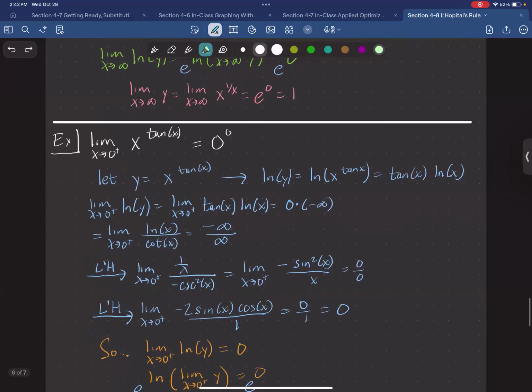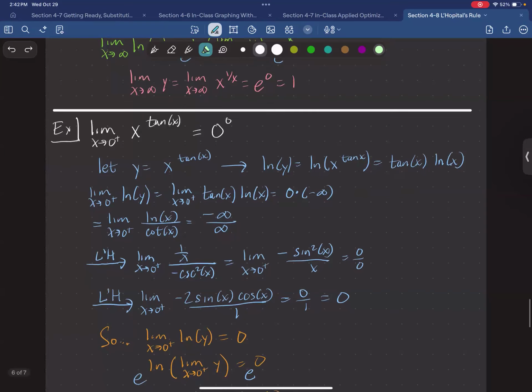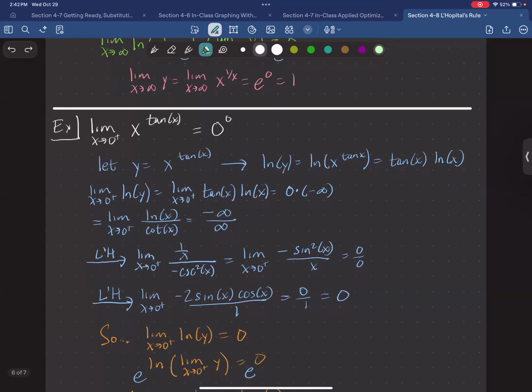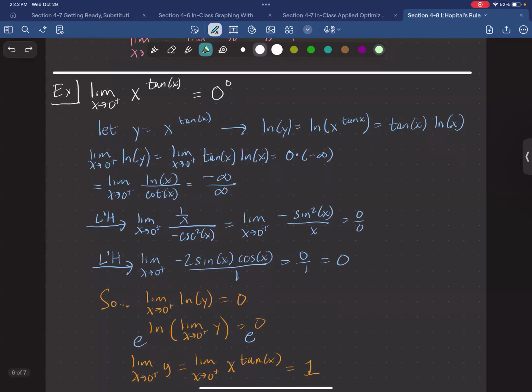So I've got the limit as x goes to 0 from the plus side of natural log of y equals 0. I can move the limit inside the natural log, raise each side to be powers or exponents of e. And now I just get limit as x goes to 0 of y. That's what we wanted. The limit as x goes to 0 of x to the tangent x. We see this equals 1 again. This equals 1.